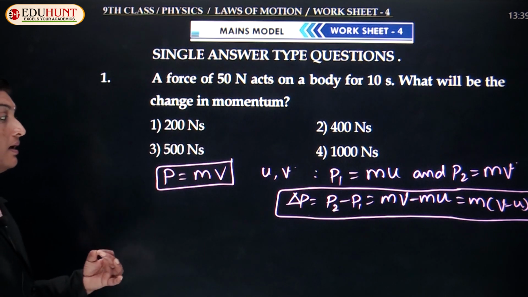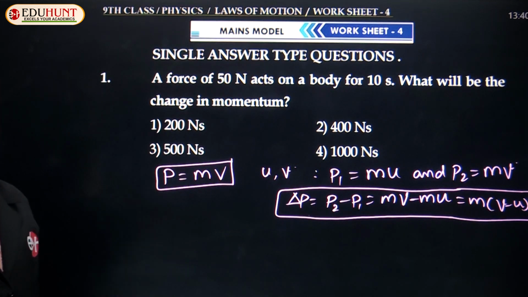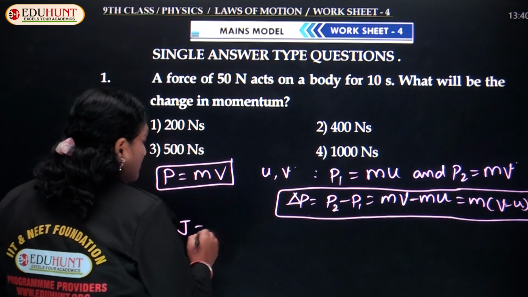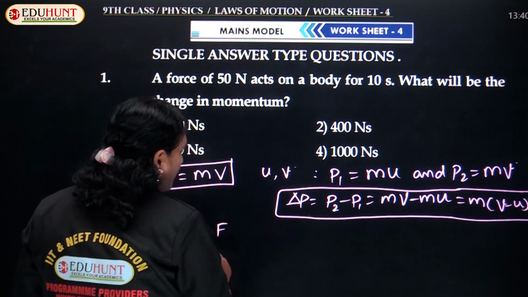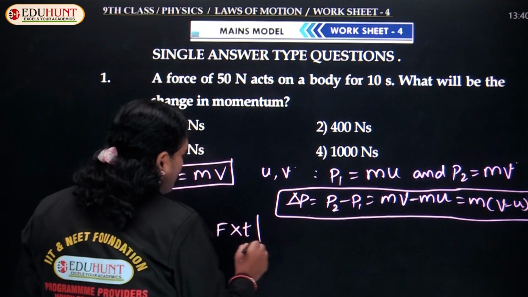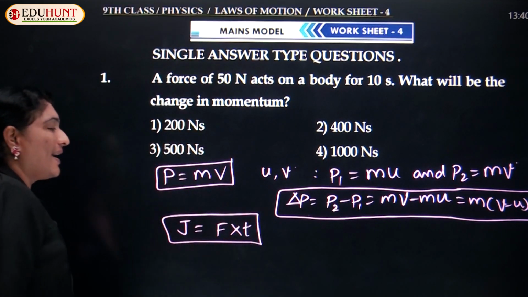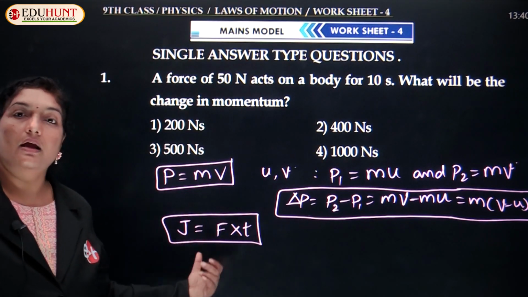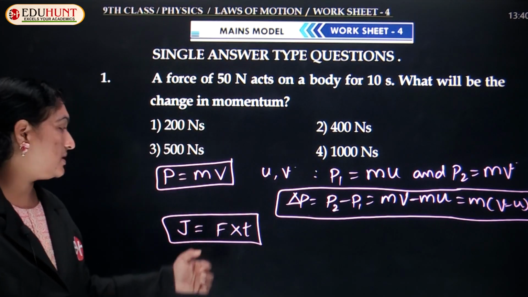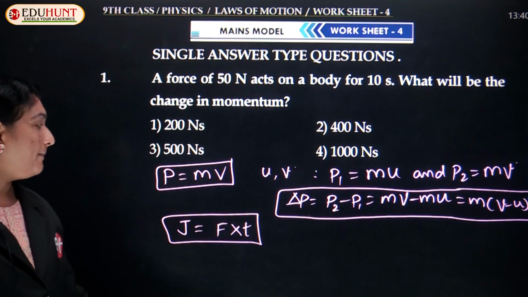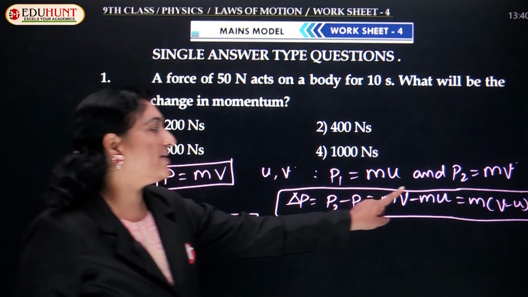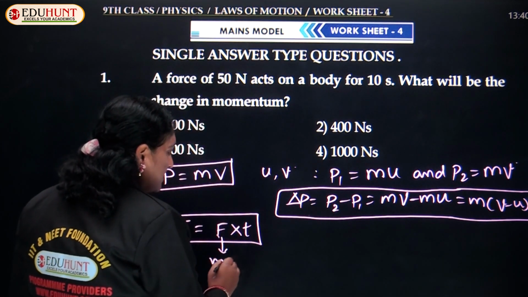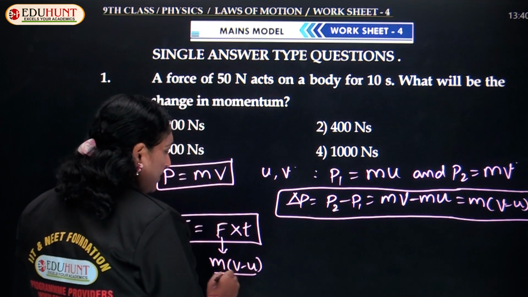But suppose in terms of force, if F is the force acting on the body, then change in momentum can also be written as the product of force and time. This is called your impulsive force and the product is called your impulse. Impulse is equal to the product of force and time, because force can be written as change in momentum upon time.